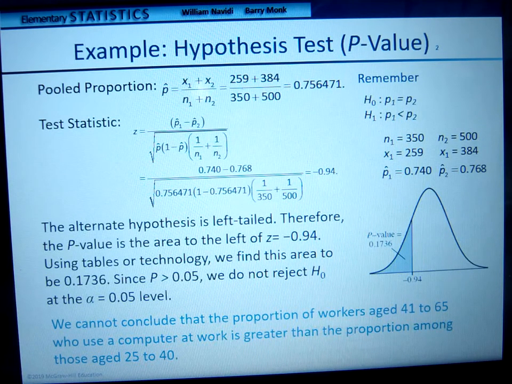Using this table or the technology, we find the area to be 0.1736. So since the p-value is bigger than 0.05, we cannot reject the null hypothesis at the 0.05 level. So we cannot conclude that the proportion of workers aged 41 to 65 who use a computer is greater than the proportion among those aged 25 to 40.